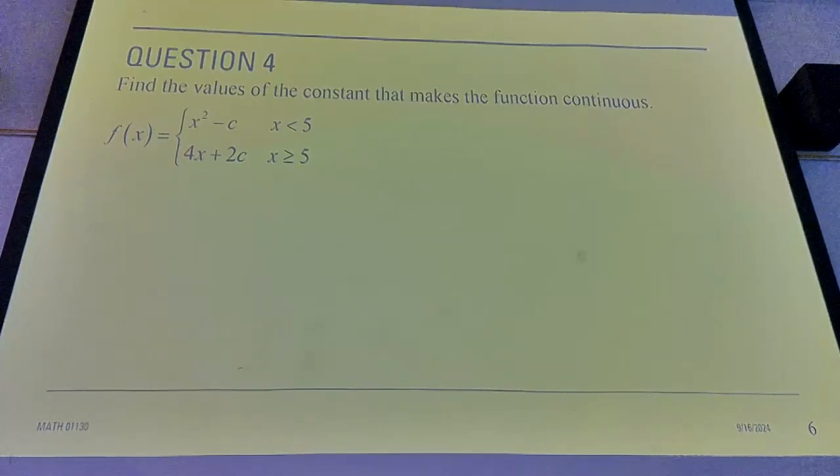So 3 conditions. F of 5 has to exist. Are there any values for c at which f of 5 would not exist? No. The limit has to exist. What does it mean for the limit to exist? That means that at this point both of the functions have to equal the same thing. They have to equal each other if we set x to 5. What has to equal each other? X squared minus c, and 4x plus 2c. Technically, yes. Right, of course.